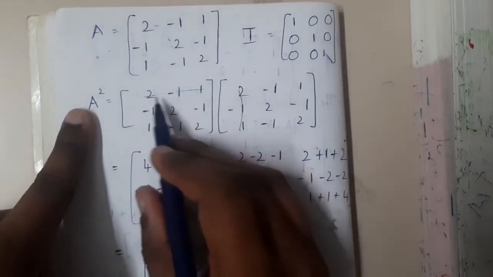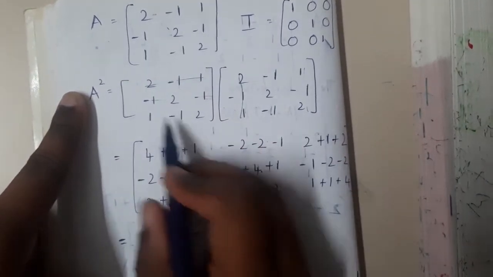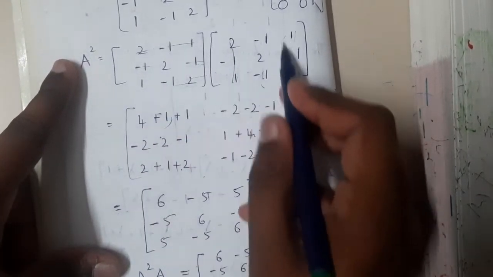This into this will be your second value. This into this will be your third value. This will be your this value. This into this will be your this value.